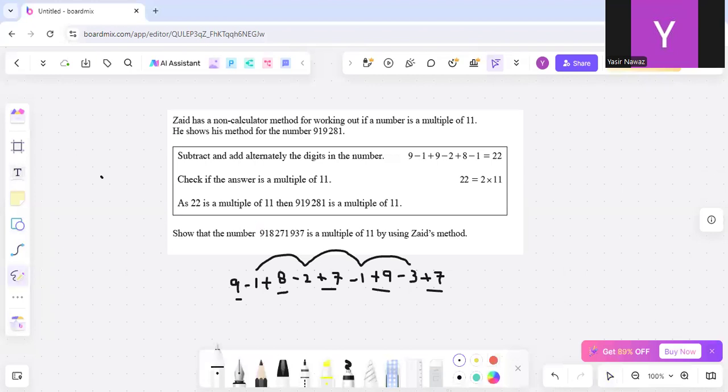Or if you have a calculator, you just use the calculator and get the answer. 9 minus, plus 8, and then minus 2, then plus 7, minus 1. This can be done without using a calculator.